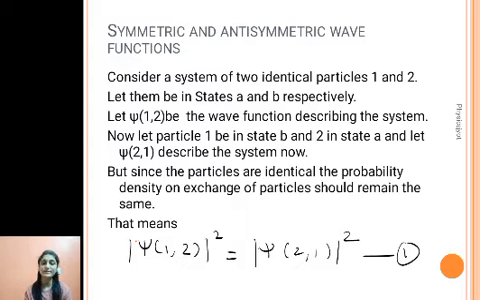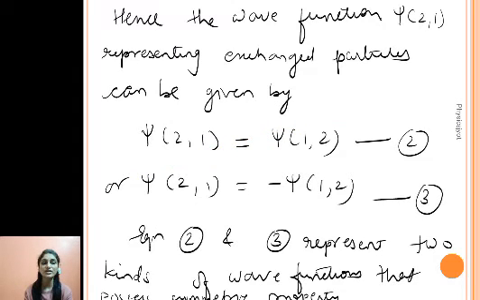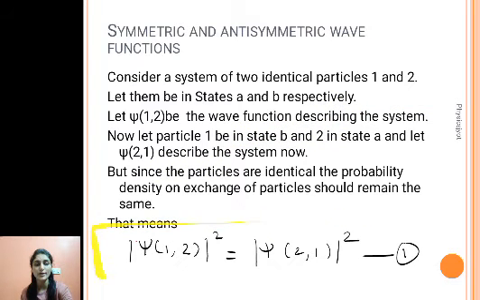and we know that probability is nothing but the absolute value of the square of the wave function psi. So I can write that the absolute value of psi of 1 comma 2 squared is equal to the absolute value of psi of 2 comma 1 squared, and suppose this is equation 1. Hence the wave function psi of 2 comma 1, representing exchange of particles, I can write in two ways, by taking the square root of both sides.